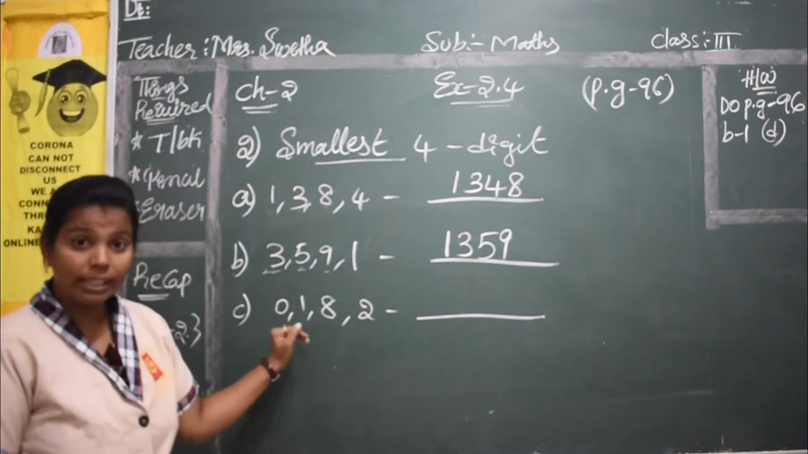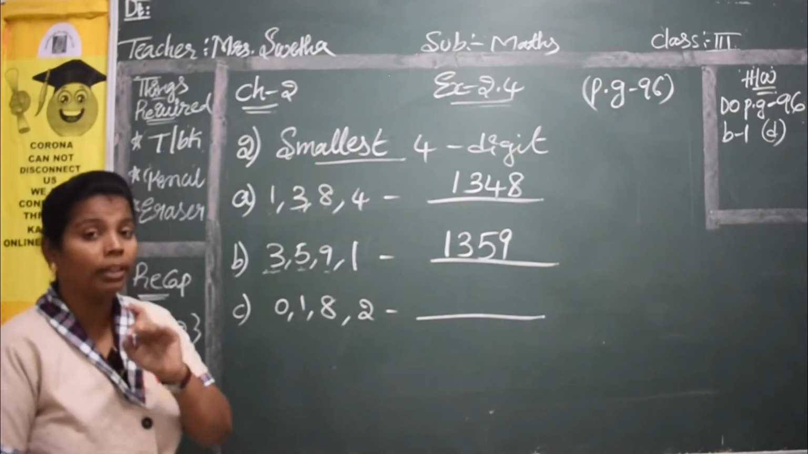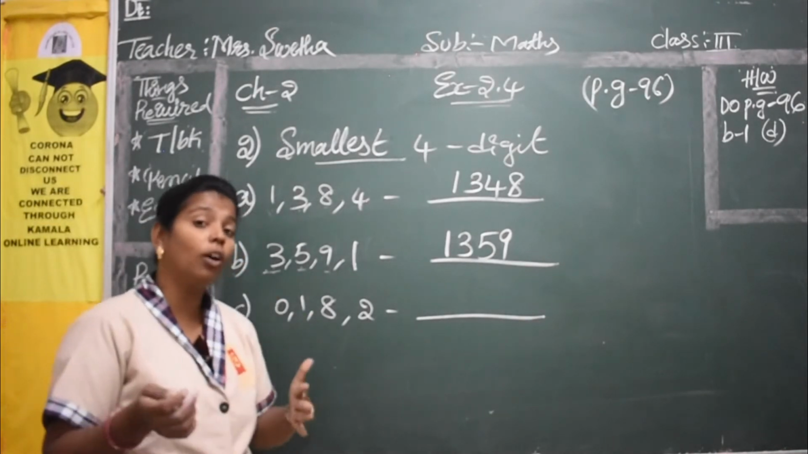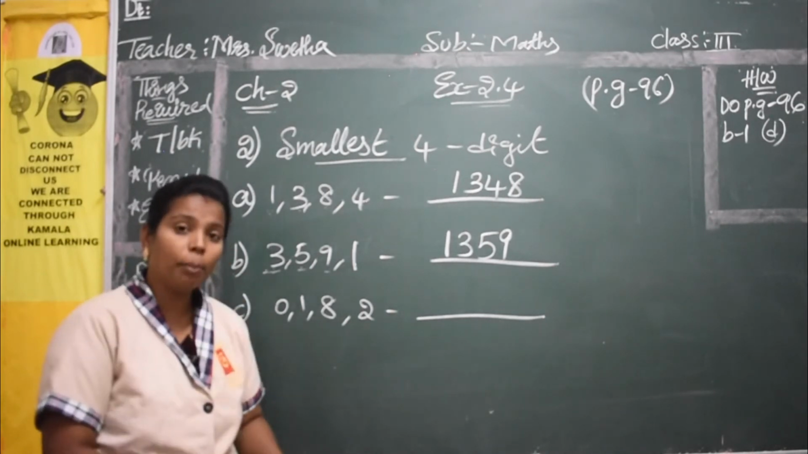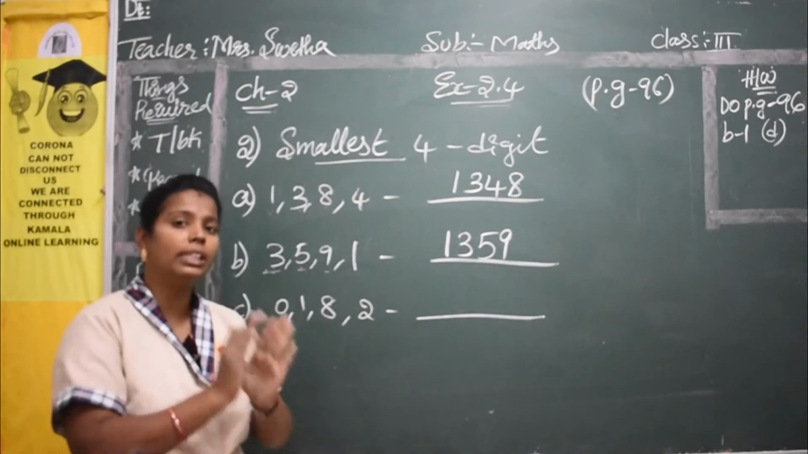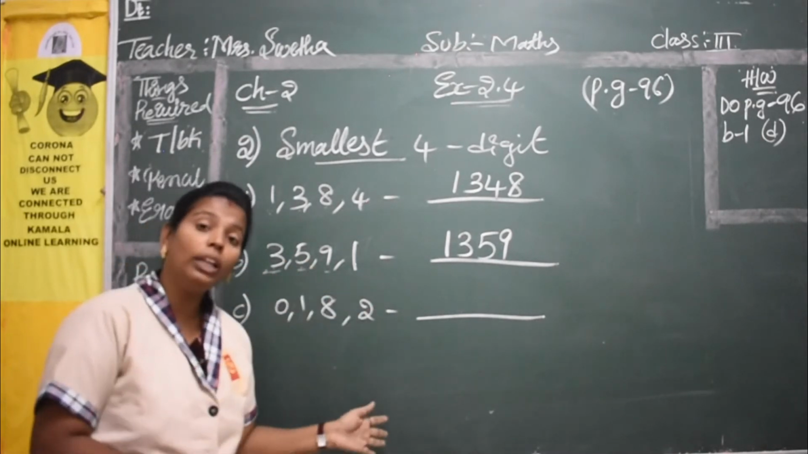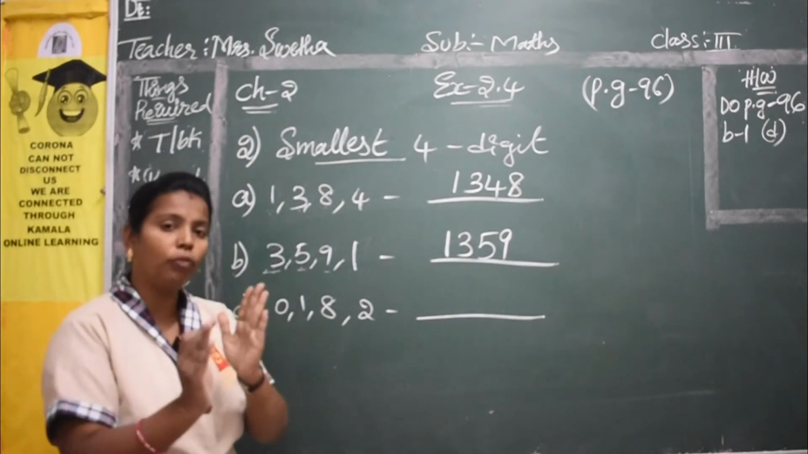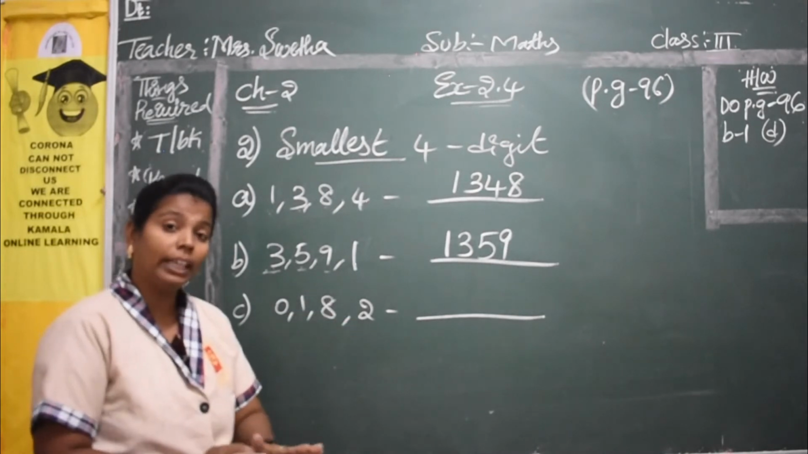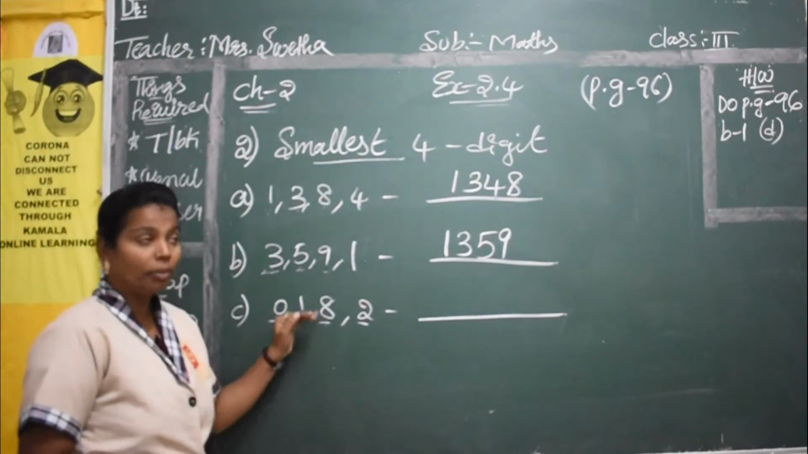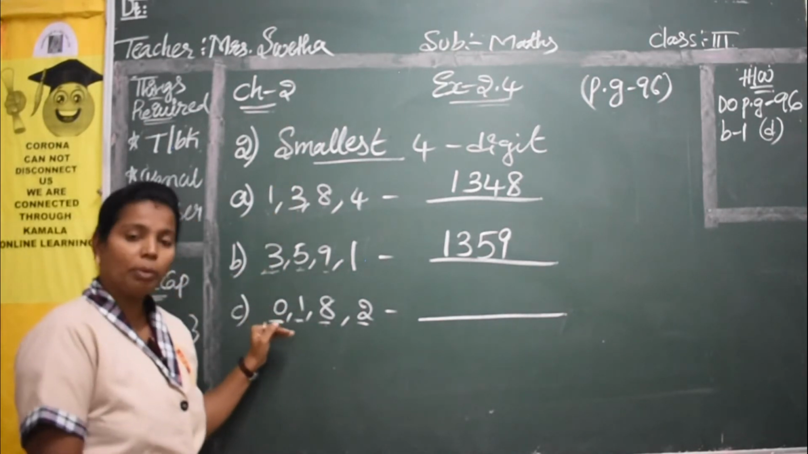See here, the third one, 0 1 8 2. Here is one point you have to remember, as I have been saying from the start of the class: 0, if you take it first or as a single number, will not have any value. 0 should be after a number, then only it will have a value. If you take 0 before any number, it doesn't have value. So here we have completed the smallest 4-digit number with our 2. Now we will move on to the third one.